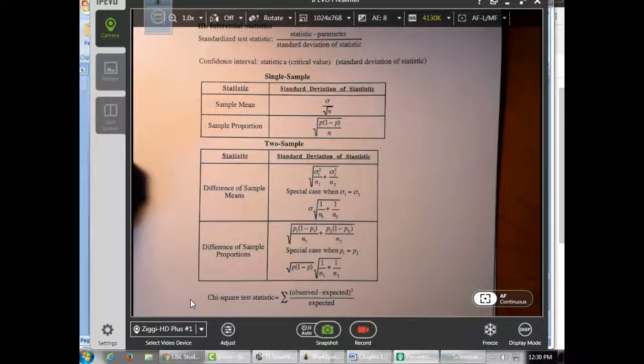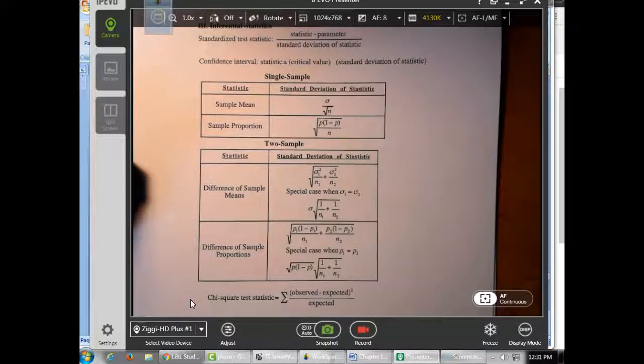Can anybody summarize it in your own words? I had somebody do that last period, and then people kind of started to get it. Anybody? Miss Ryan, what are you asking us to summarize? Summarize why we pool for proportions but not for means when we're doing a two sample.